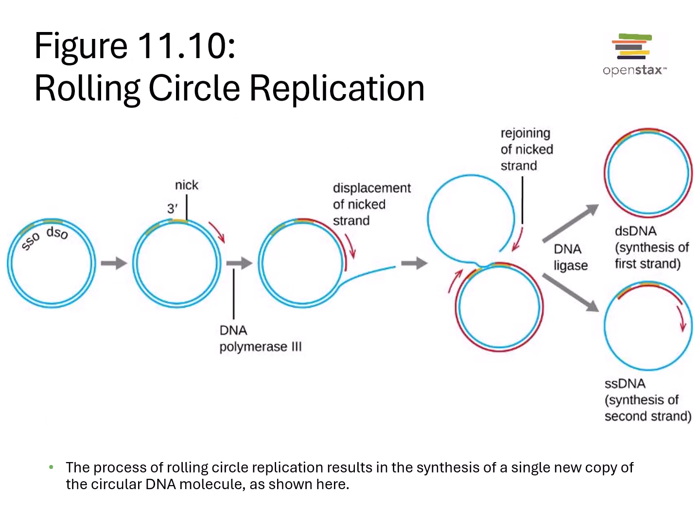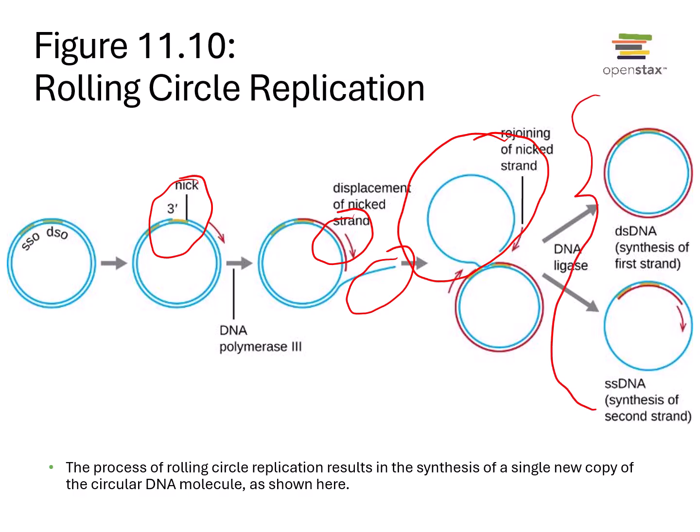So here's the diagram for rolling circle replication. We see that nick forming in one strand of the circular DNA molecule, then DNA polymerase 3 will extend the hydroxyl group of that nicked strand, and that displaces the old strand. The displaced strand is going to then recircularize and be a template for a complementary strand, so each cycle is going to produce one new double-stranded copy of the original circular DNA.